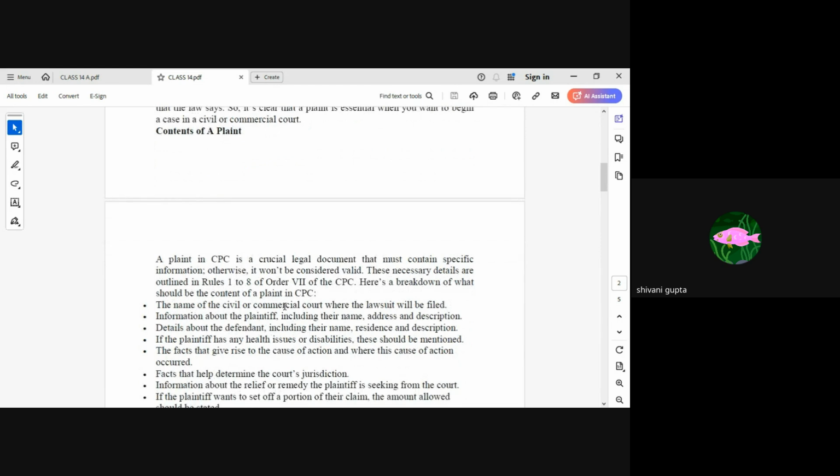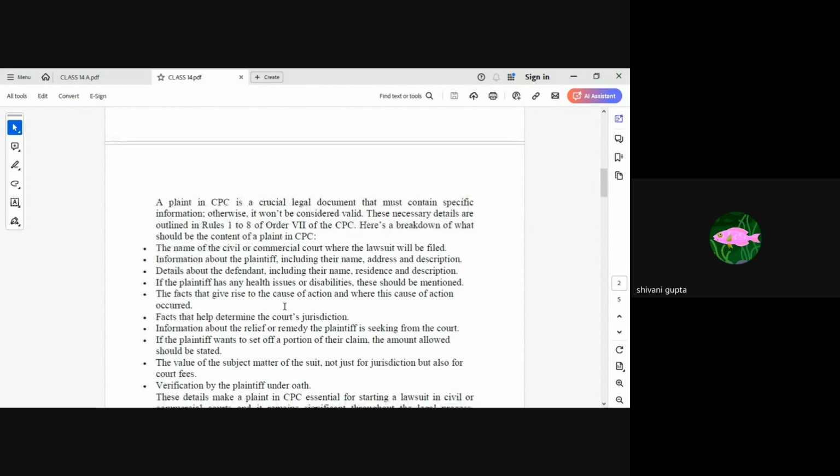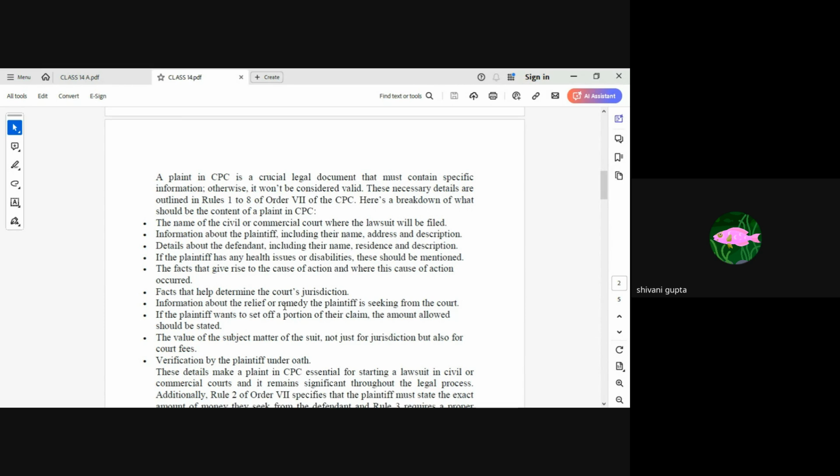Rules 1 to 8 of order number 7 of the CPC break down the particular content of the plaint given under the CPC. So you have to keep this in mind when preparing any kind of plaint under the CPC. First of all, you have to mention the name of the civil court or the commercial court where your lawsuit is being filed. Here the word lawsuit is synonymous with the plaint itself.